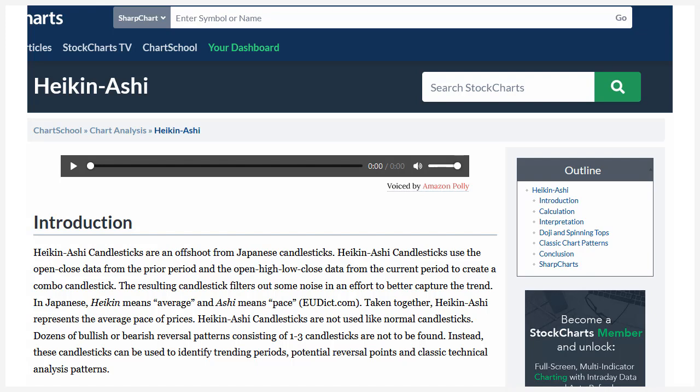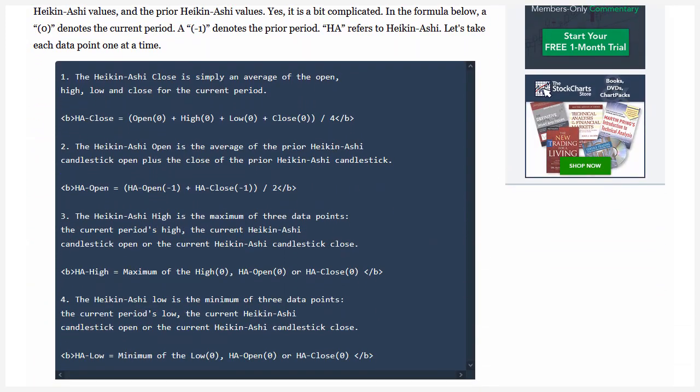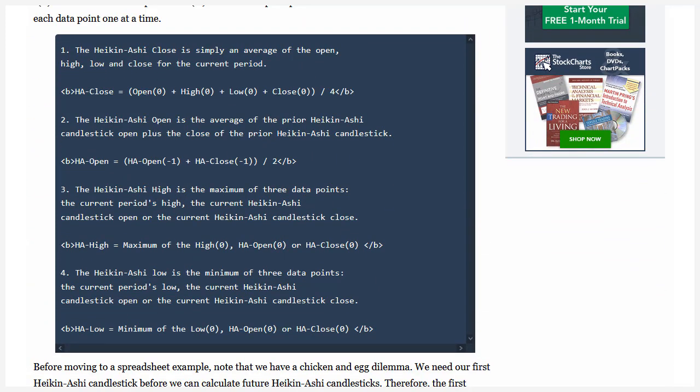And so we look here, we can see how it's calculated. Heikin-Ashi means average in Japanese. And so you've got a close, and it's the average price for the current day. So the average between the open, high, low, and close. And then the open is the average between the open and close of the previous day. So it's the open plus the close of the previous day divided by 2.